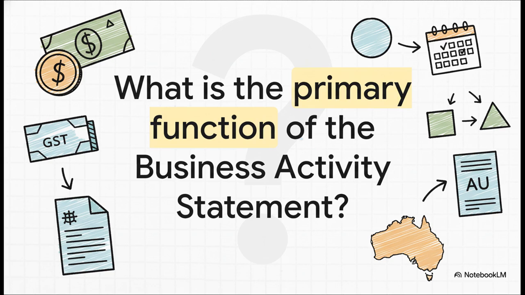This brings us to our concluding question. What is the primary function of the business activity statement? As we have seen, its core function is to consolidate and streamline the reporting of multiple regular business tax obligations into a single periodic form. It serves as the central instrument for managing a business's tax compliance with the ATO.